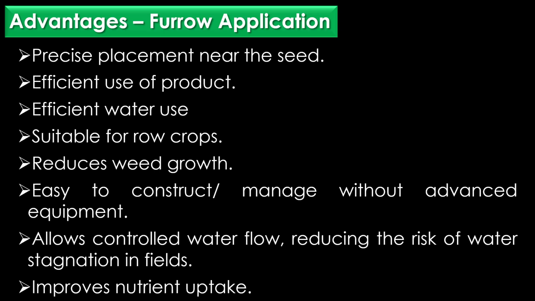Advantages of furrow application. The advantages of furrow application include precise placement near the seed, efficient use of product, efficient water use, suitable for row crops, reduces weed growth, easy to construct and manage without advanced equipment, allows controlled water flow, reducing the risk of water stagnation in the field, and finally improves nutrient uptake. There is only one limitation for this furrow application. It is that furrow application requires specialized planting equipment.